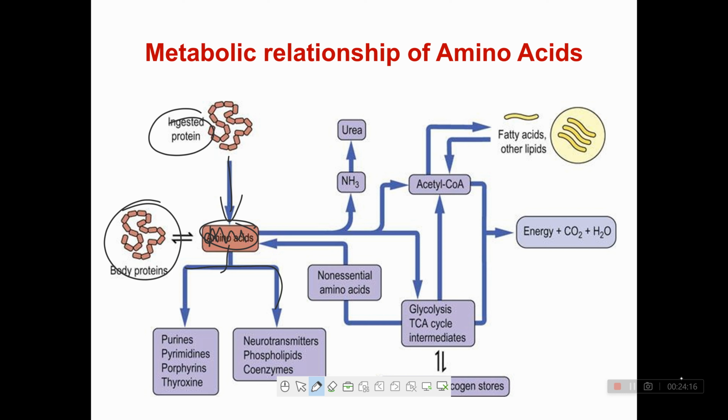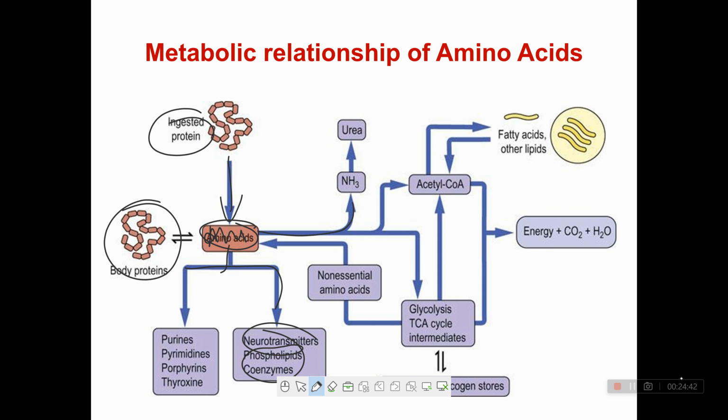And what are the products of these amino acids? Purine, pyrimidine, porphyrin and thyroxine, right? Purine and pyrimidine, because nucleotides are made from amino acids. Nucleotide means purine and pyrimidine, right? Or they are neurotransmitters, phospholipids and coenzymes. Clear?